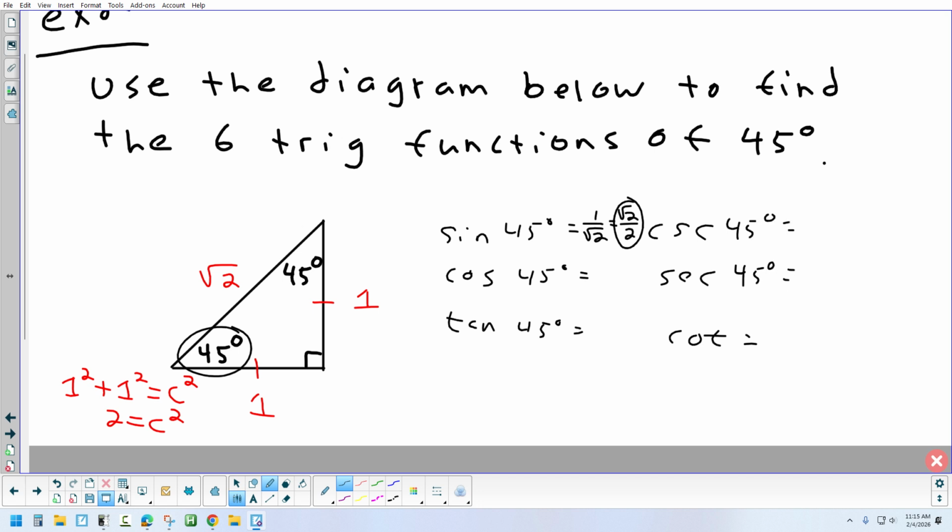Okay, let's do the cosine. What's going to be the cosine of 45 degrees? It's also square root of 2 over 2 because cosine is adjacent over hypotenuse. But opposite and adjacent are the same, so it's going to be the same answer. And how about the tangent of 45?